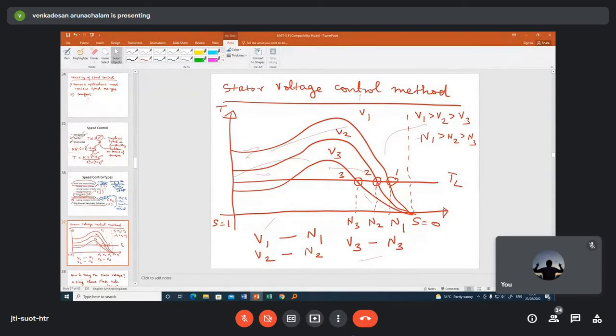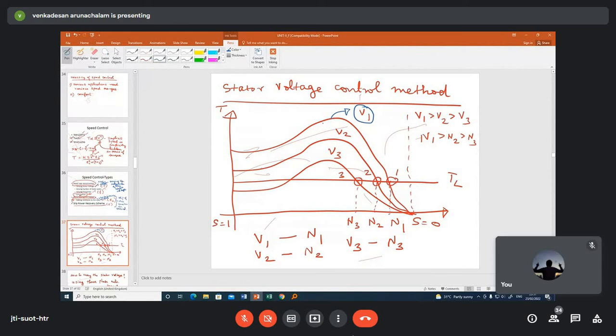You will get a graph like this. This is for V1, some value you can take, the stator voltage magnitude. You draw the torque slip characteristic, so this is the graph you will get for V1.